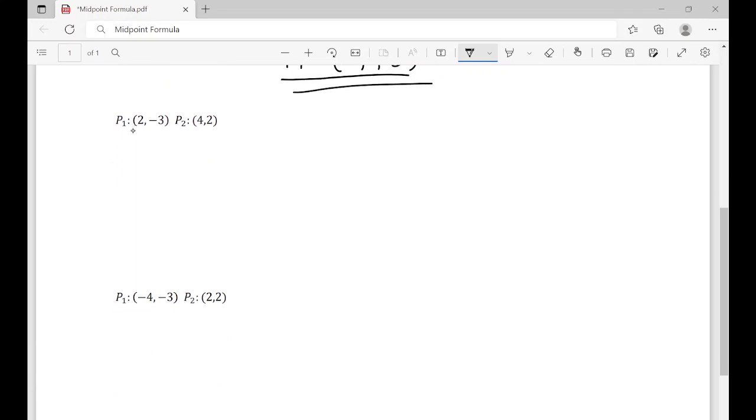Next, we're going to find the midpoint between 2, -3 and 4, 2. Again, label them if it makes it easier. Nothing wrong with that. And then plug them into their respective spot. So the midpoint is going to equal 2 plus 4 over 2 and -3 plus 2 over 2.